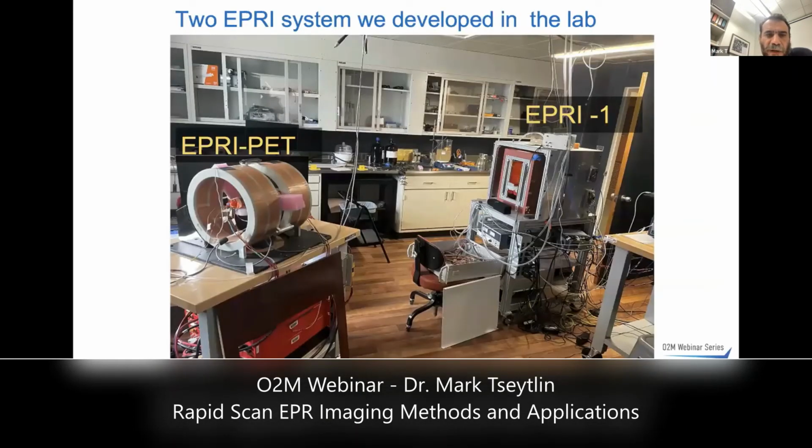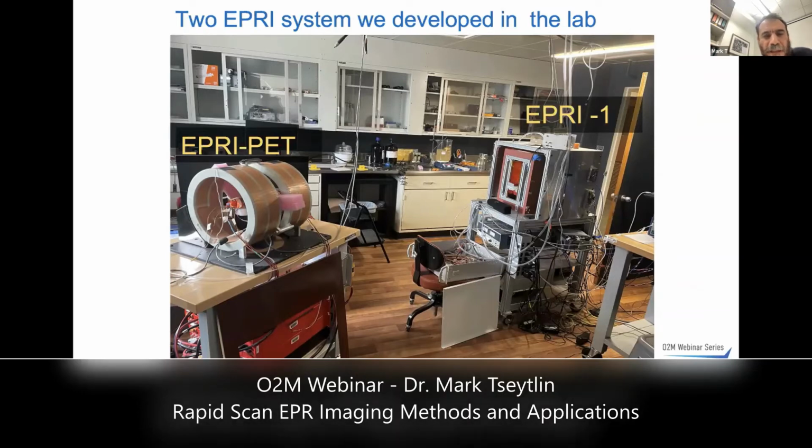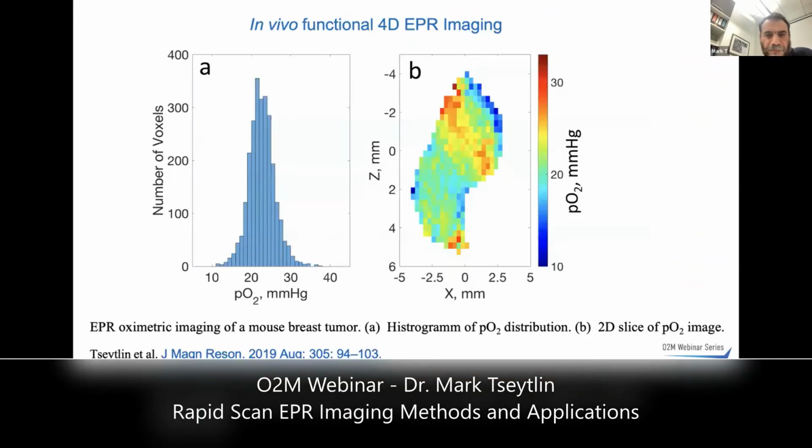So in my lab, we have two systems. This one is a rapid scan system we use to measure mice, for example. And we are completing the other system, which is a collaboration with my colleague. It's a PET EPR imaging system. It works now as a rapid scan imaging system, but we yet need to add the PET inside this magnet. But pretty much we have two rapid scan systems which we built in the lab.